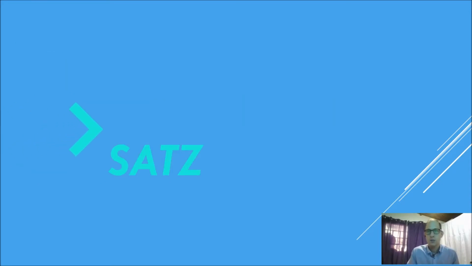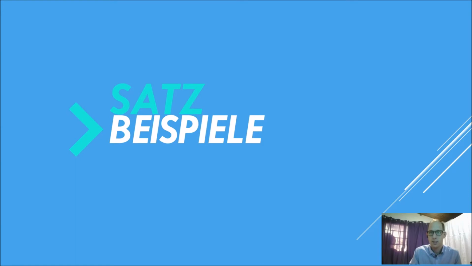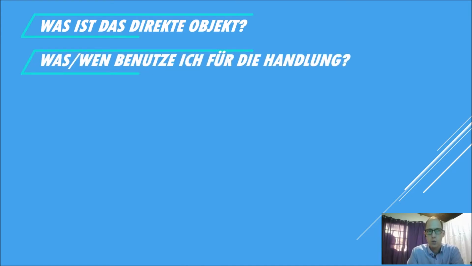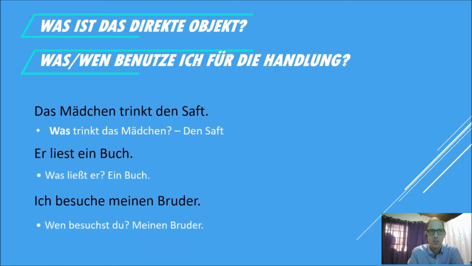Okay, let's see a few example sentences to recognize it and to apply what we learned until now. What is the direct object? What do I use for the action? This is what we learned until now. Let's see the example sentences. Das Mädchen trinkt den Saft. I will do the question in English. What drinks the girl? The juice. She drinks the juice. So the juice is our accusative. The juice is needed for the action, for drinking. You need something to drink.